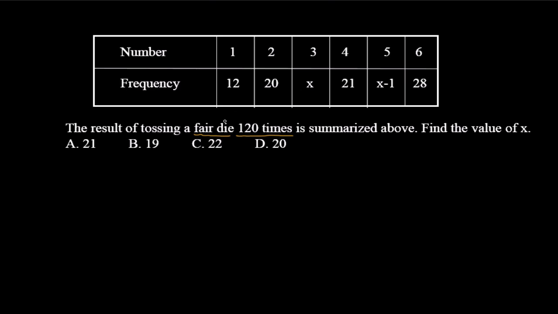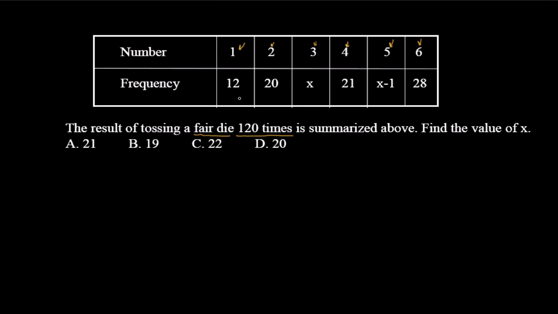So a die has 6 faces. It has face 1, it has one that has 2, it has 3, it has 4, and then it has a face of 5 and a face that has 6. Now, when the die was tossed 120 times, what you have in this table here is the result.